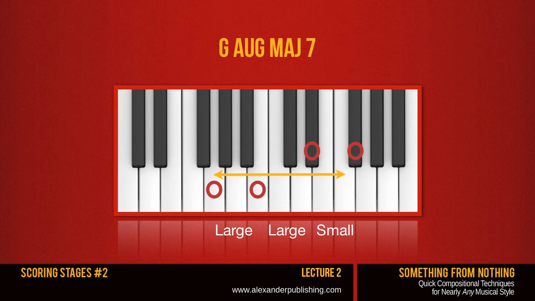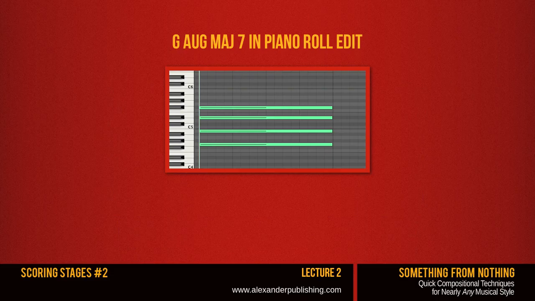And our last is G augmented major 7th. It's made up of 2 large thirds and a small third. And here it is in Piano Roll Edit.